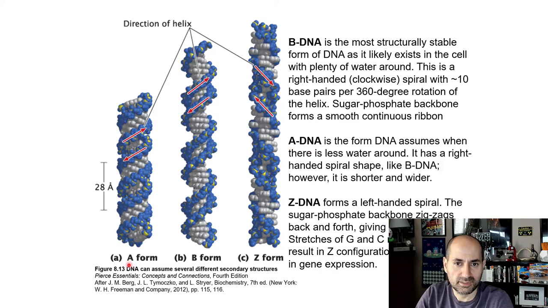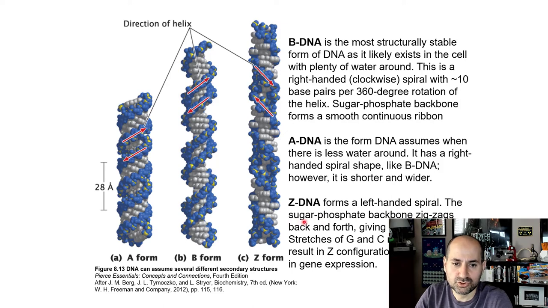A DNA, that's this form right here, is also right-handed clockwise, but this is how DNA looks when it's around less water. This is less than physiological conditions. This is like if you start dehydrating the DNA, it assumes this A form. And then Z DNA has a left-handed spiral. You see this left-handed spiral.